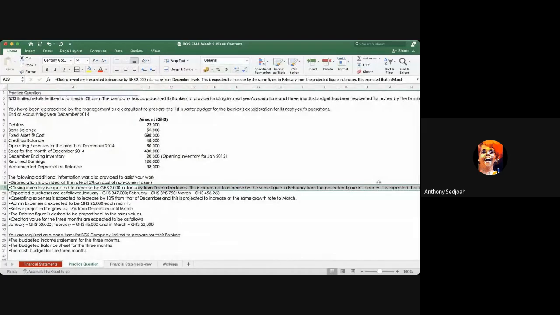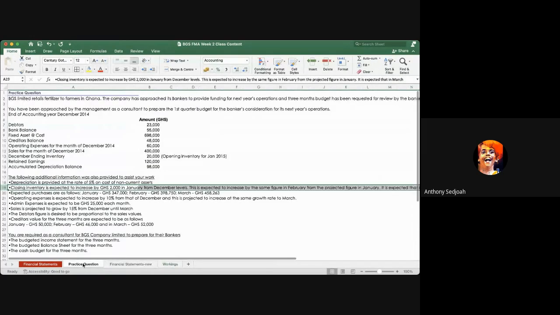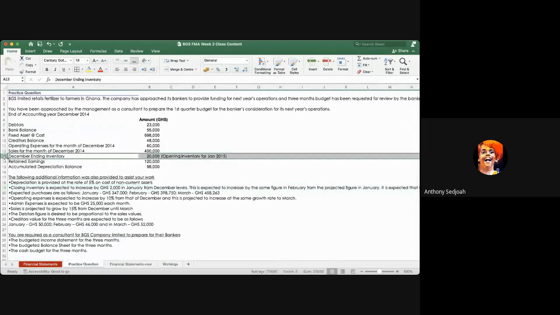So the figures for closing inventory are not straightforward. We have to go and calculate them. So let's go to our working sheet. Calculation, closing inventory. Let me copy the same format over here, and let me clear the figures. December 2014 was the closing inventory. Closing inventory for December 2014 is 20,000.